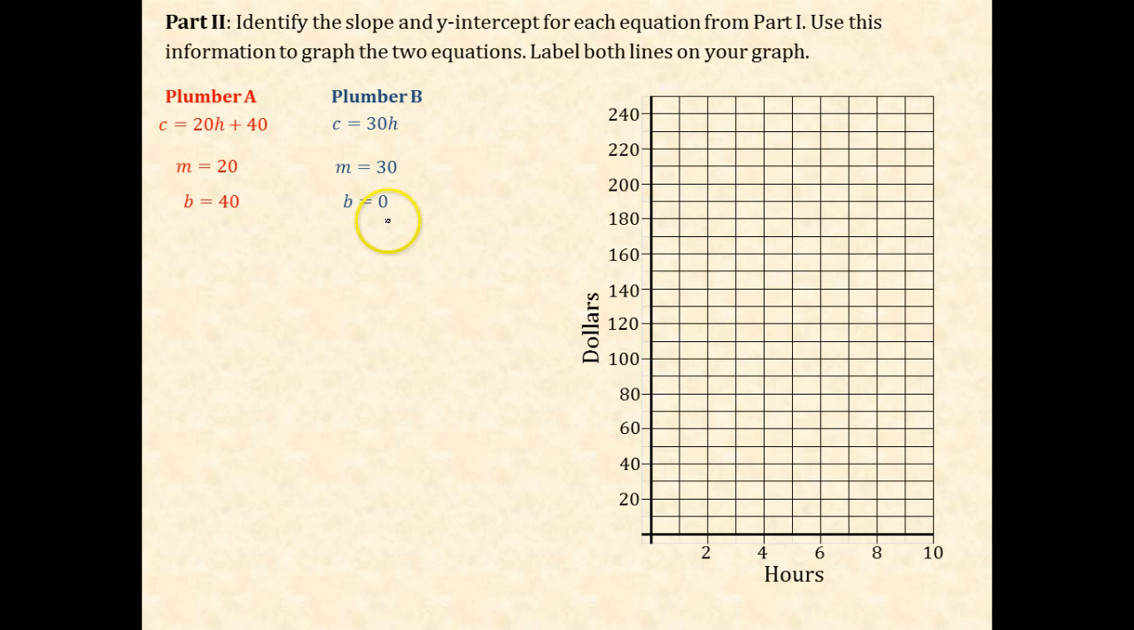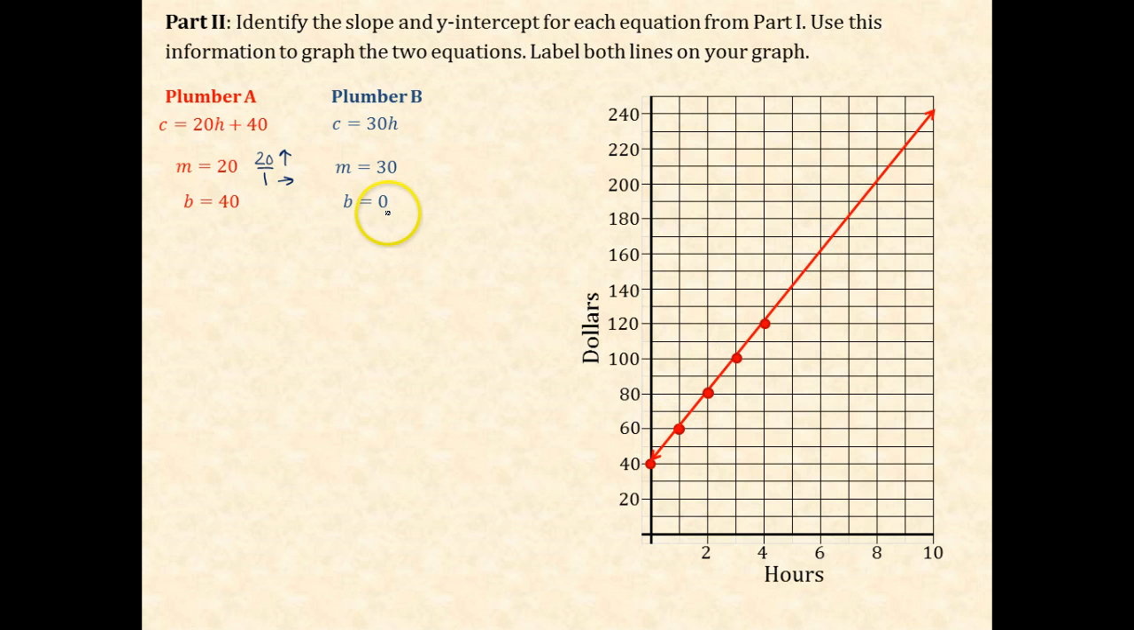So now it's time to graph. We always begin with b, our y-intercept. So for plumber A, our y-intercept is at 0, 40. And now our slope is 20, which is 20 over 1, and we think about this as rise over run. So we're going to go up 20 when we go over to the right 1, from 40 up to 60. And then we keep repeating that. Up 20 over 1. Up 20 over 1. Up 20 over 1. And once we get a bunch of points there, we can draw a line through them.